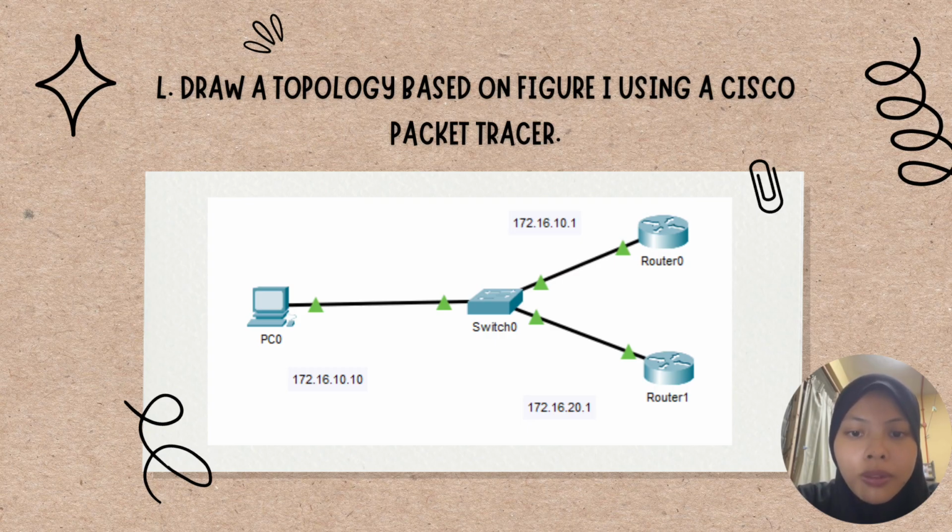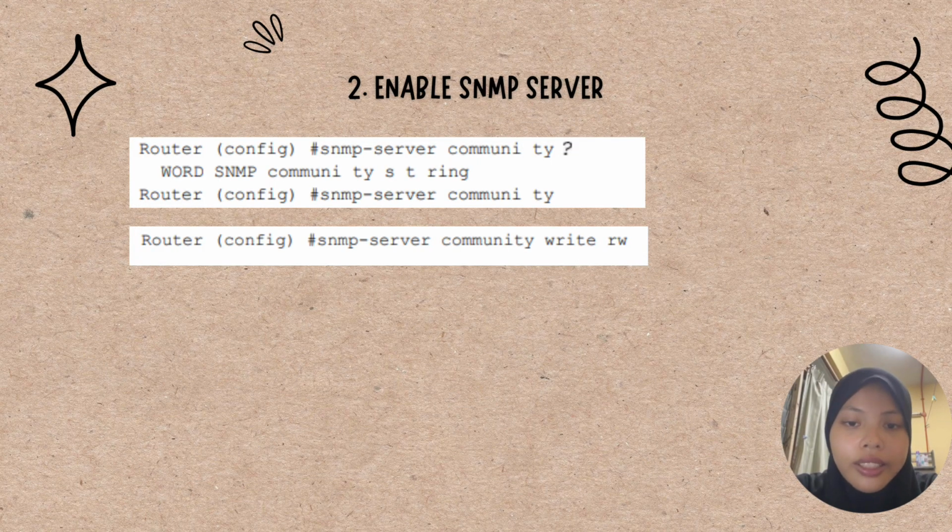The IP for the PC is 172.16.10.10. For Router 0, the IP is 172.16.10.1. While for Router 1, the IP is 172.16.20.1.